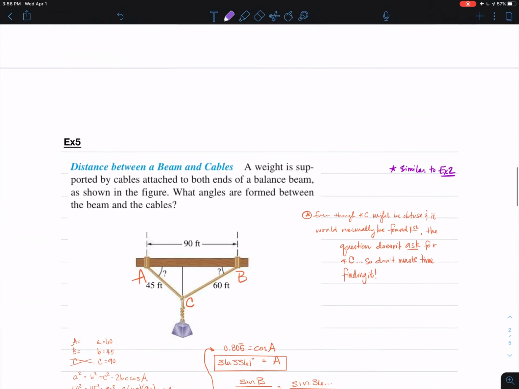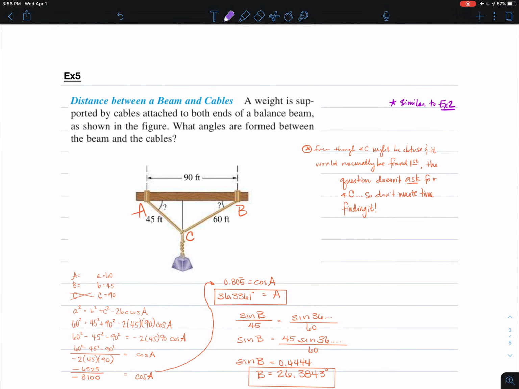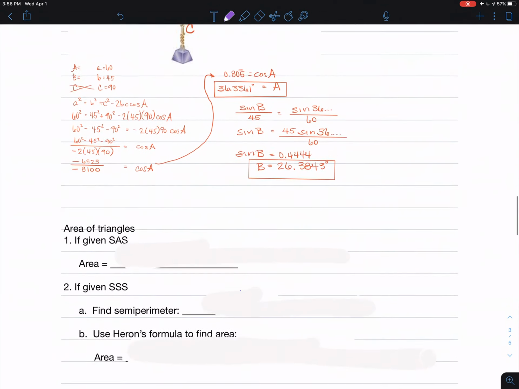All right, let's look at example 5. I'm not going to do it. It's very similar to example 2, so I'm going to leave you to go through that one on your own.